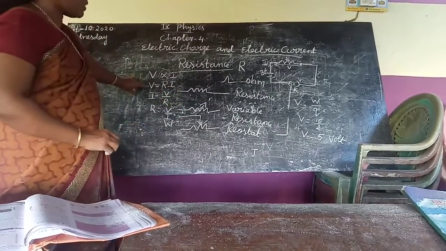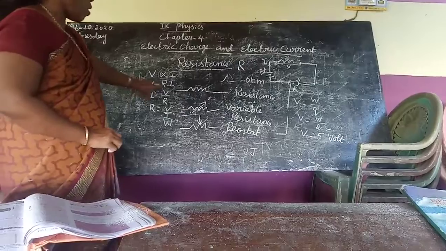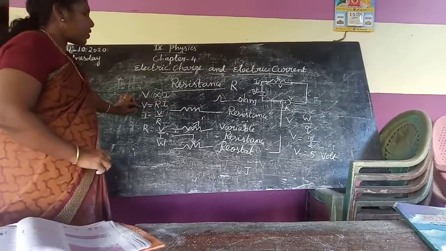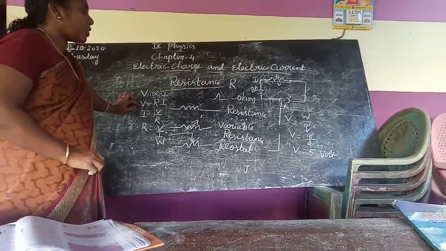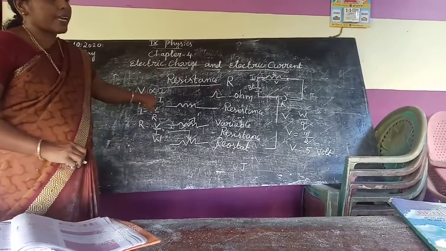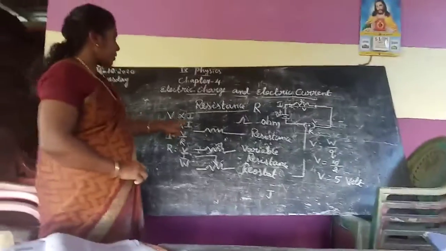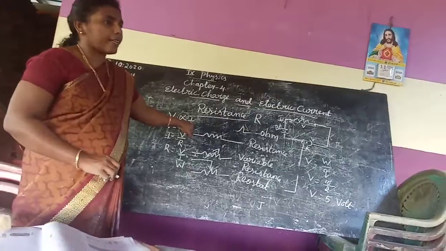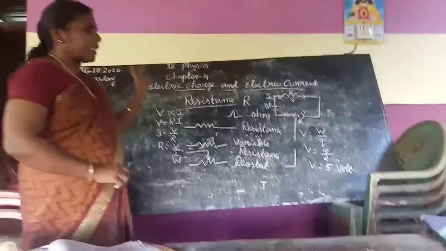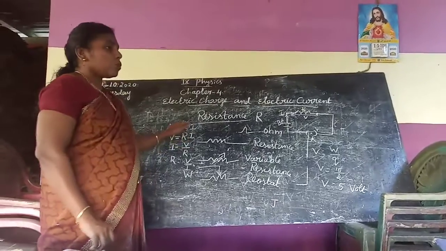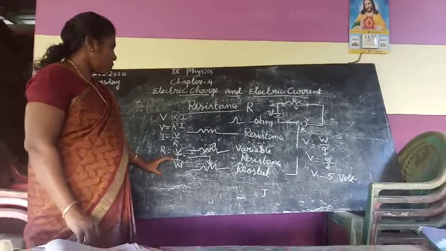Now, V means potential difference, R resistance, I electric current. What is the unit of potential difference? Volt is the unit of potential difference. What is the unit of resistance? Ohm is the unit of resistance. What is the unit of electric current? Ampere is the unit of electric current. So you have to learn each letter and each unit also.